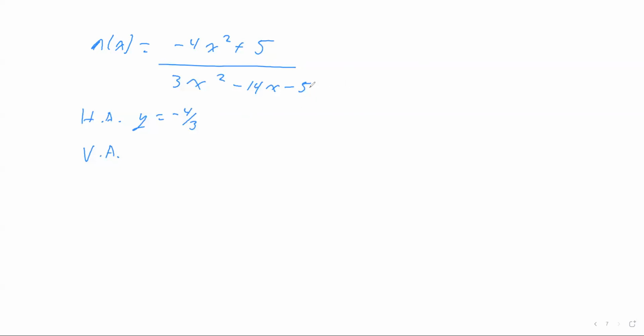But we do need to make sure we check if it can be factored. On the numerator, -4x squared plus 5 can't be factored at all, but we still need to factor the denominator so that we can figure out what our vertical asymptotes are. So remember, this is your A, B, and C. My A times C is 3 times -5, which is -15. My B is -14. So if you paused it, try to figure it out on your own.